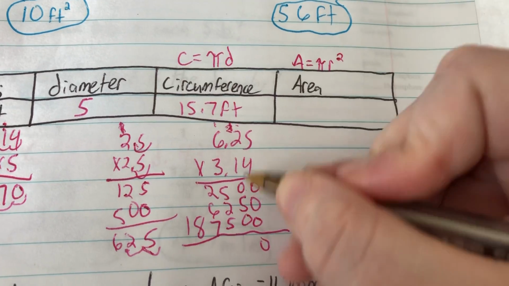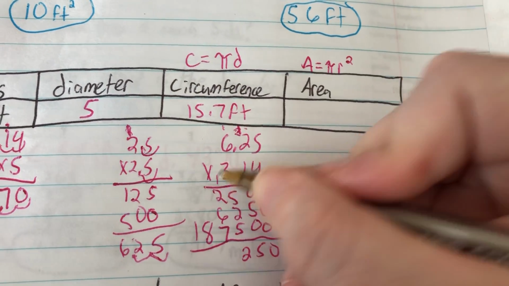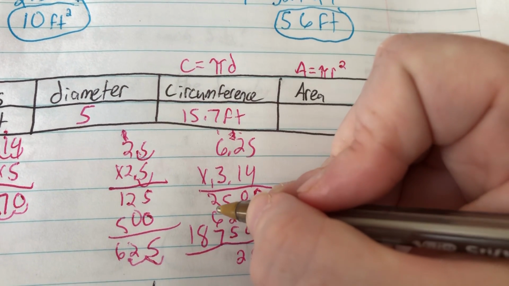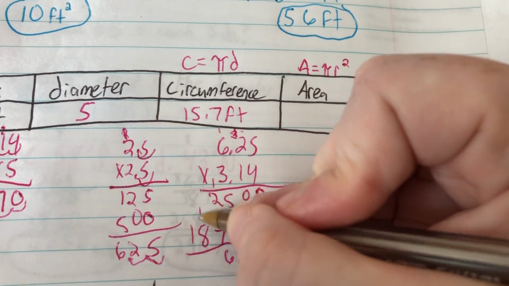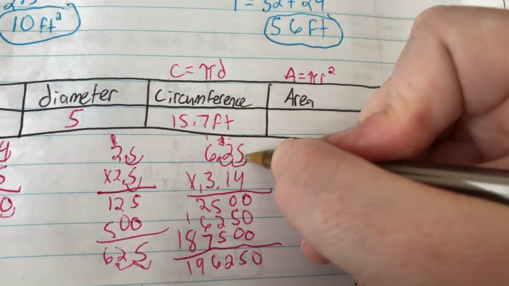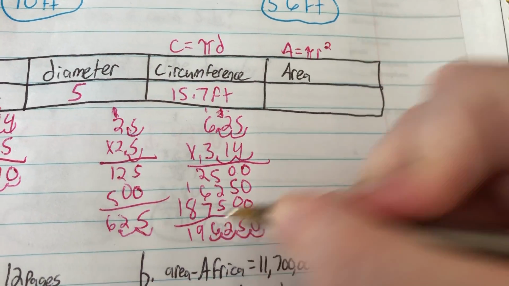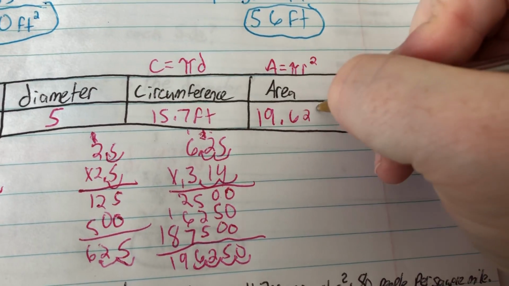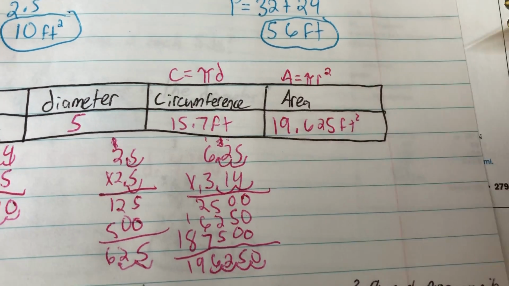Okay, 0, 5. 5 plus 5 is 10, plus 2 is 12. 6 plus 7 is 13. Plus 2 is 15. Plus 1 is 16. 8 plus 1 is 9, and then 1. Then we gotta move our decimals. 1, 2, 3, 4. 1, 2, 3, 4. My area would be 19.625 feet, and since it's area, it has to be squared.